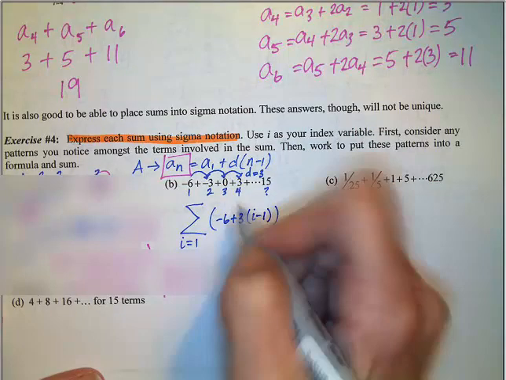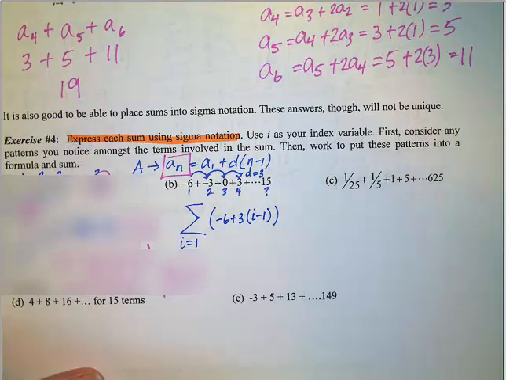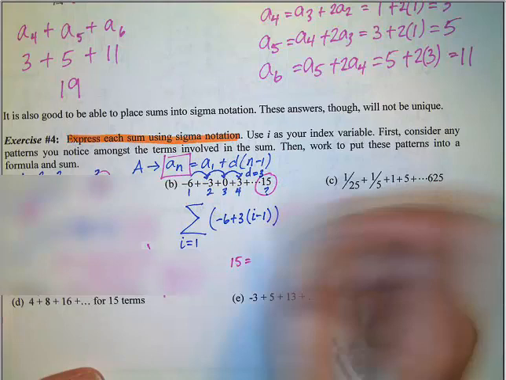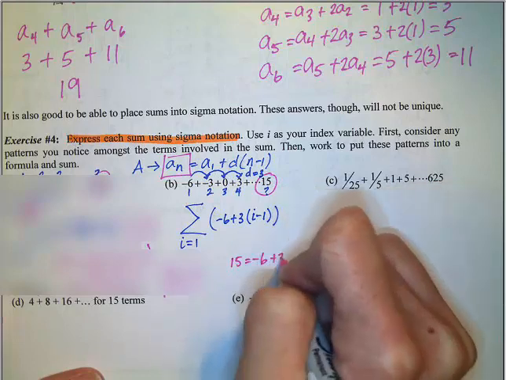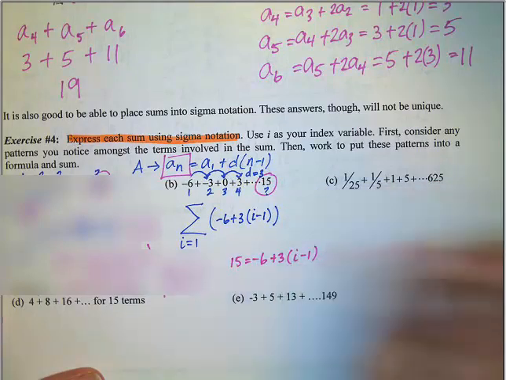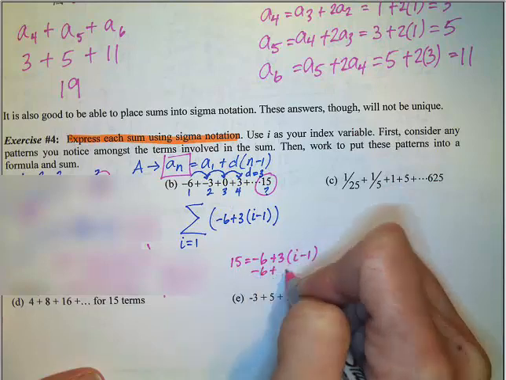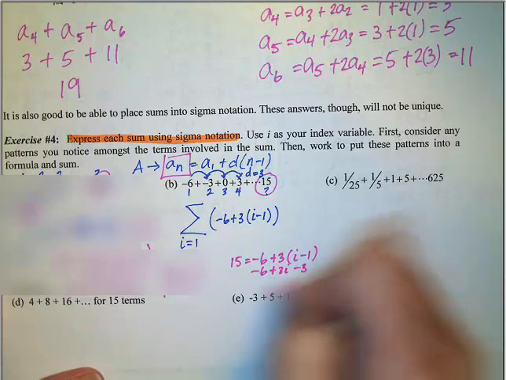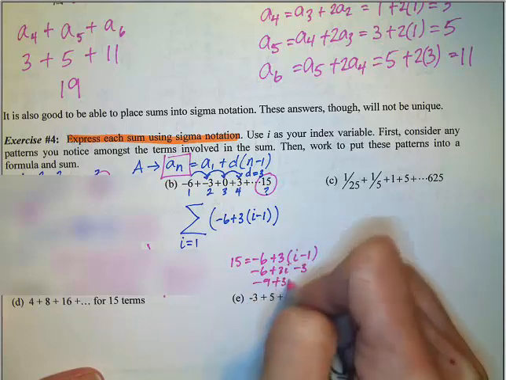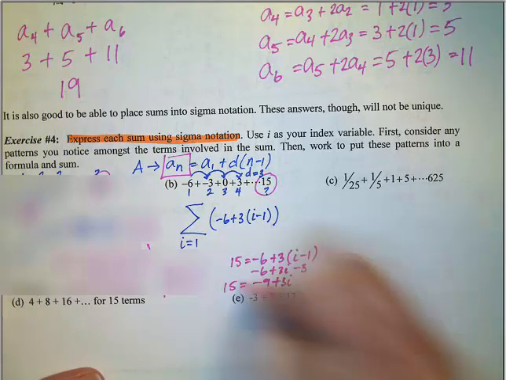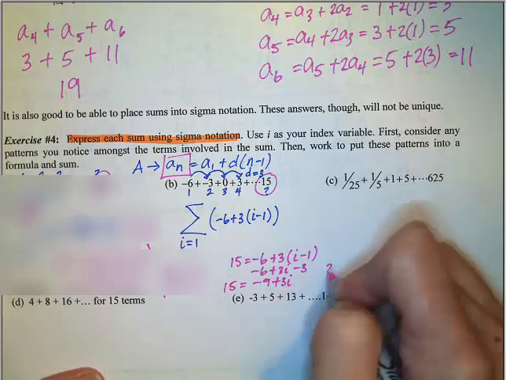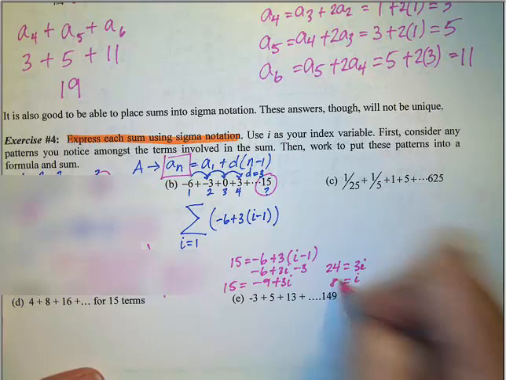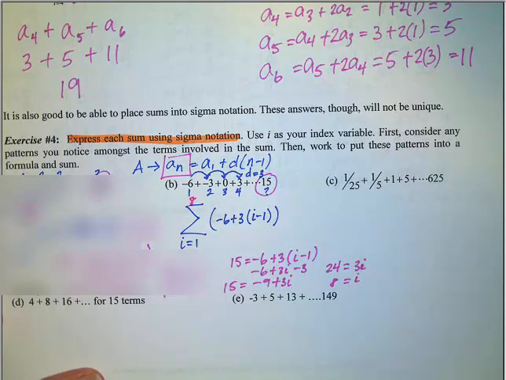I need to set up 15. So 15, I need to find out what term it is. So 15 equals -6 plus 3 times I minus 1. So -6 plus 3I minus 3. Combine like terms, -9 plus 3I equals 15. Add 9, get 24 equals 3I. So I equals 8. So this is the 8th term.